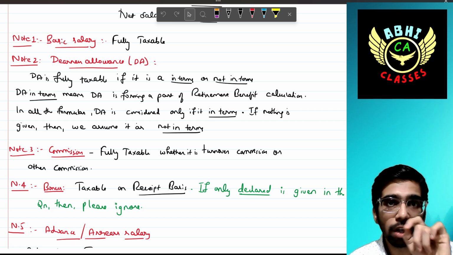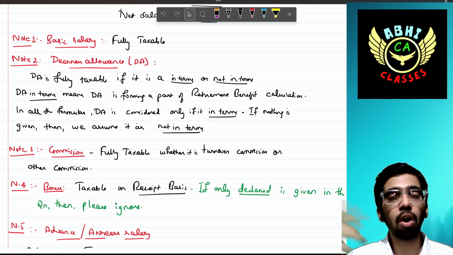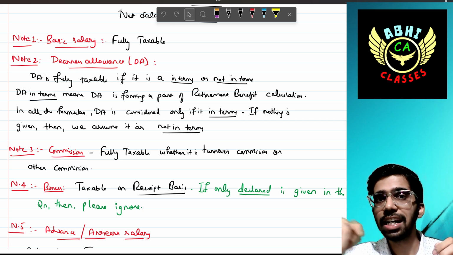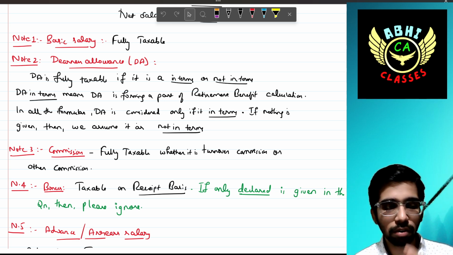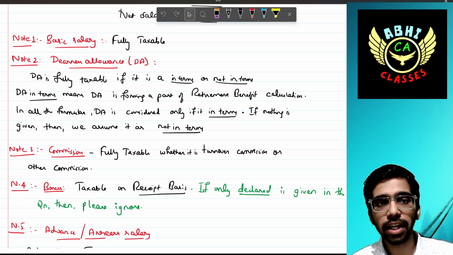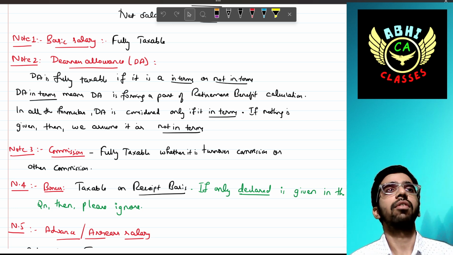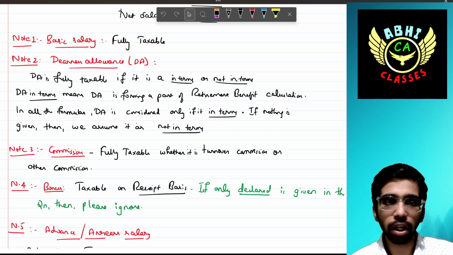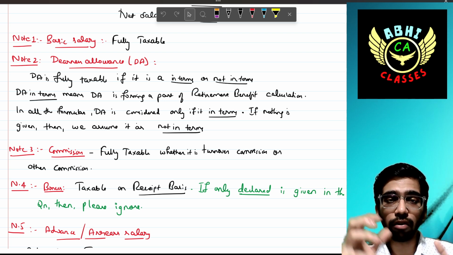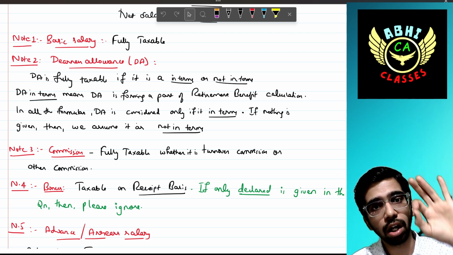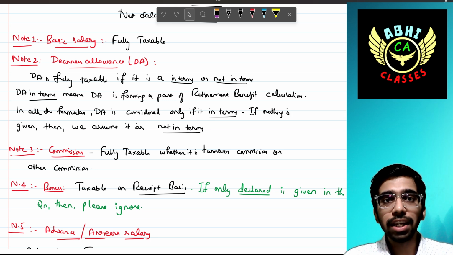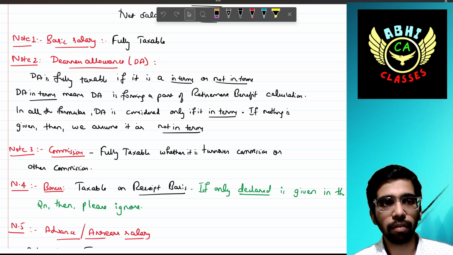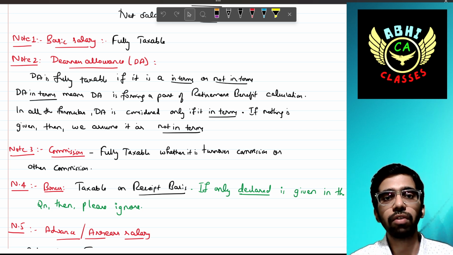There will be a mention called DA in terms or DA not in terms. What do you mean by in terms and not in terms? DA in terms means DA forms part of your retirement benefit. Retirement benefit means gratuity or pension. Wherever it is DA in terms, it will be part of your retirement benefit. While computing gratuity, you will see DA in terms, as you will see in the next slide. In all the formulas for retirement benefits, DA is considered only if it is in terms.